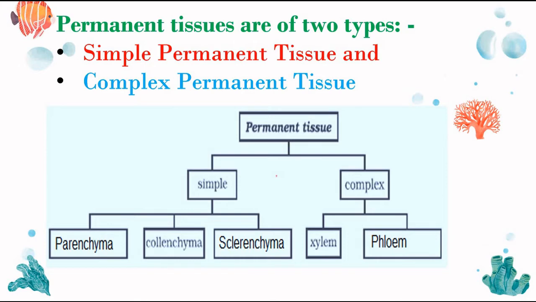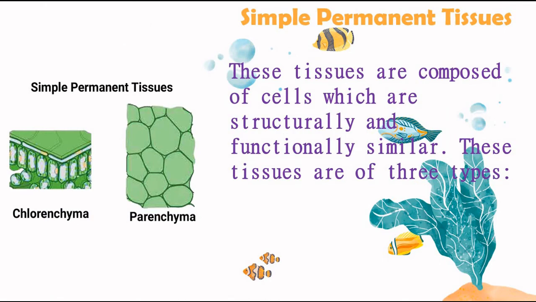First we look at the simple permanent tissue and its types. Then we'll go to complex permanent tissue and look at xylem and phloem. So let's see simple permanent tissue now. These tissues are composed of cells which are structurally and functionally similar. As I have said right before, these tissues are of three types. These tissues are composed of cells which are quite similar.